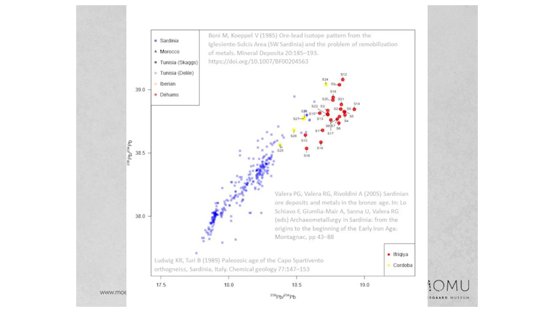Now, this is the question. Does it come from Sardinian silver? Short answer is no. These blue points here represent the reference data. We've got the references here for ores from Sardinia containing lead, those that are of interest.